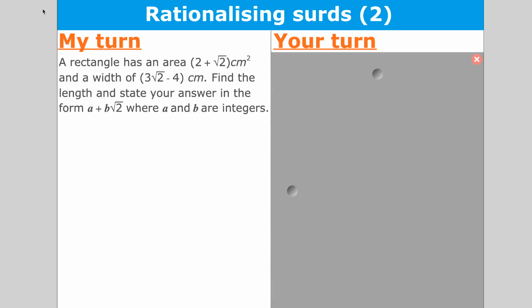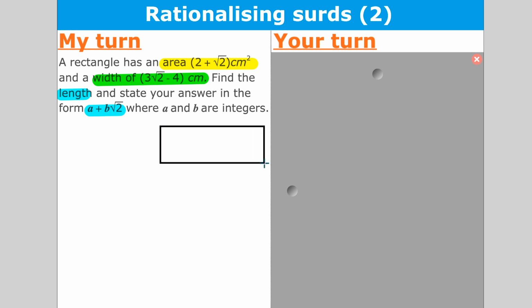A rectangle has area 2 plus root 2 centimeters squared and a width of 3 root 2 take away 4 centimeters. We are asked to find the length, give our answer in the form a plus b root 2. Okay, so there's a lot going on here. So the first thing I ever do when I get a question like this is I'll draw a little picture, just to see if I can actually translate what's in the text into sense.